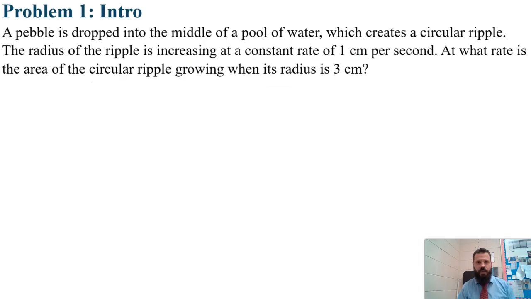All right, so problem one, let's just dive into a related rates question. I try to start off with a simple example where both the situation and the calculus are simple, just so we can get a general idea of what we're doing. Let's say that a pebble is dropped in the middle of a pool of water, which creates a circular ripple. So we plop a pebble into a pool of water, and there's going to be some ripples that extend out from that center.